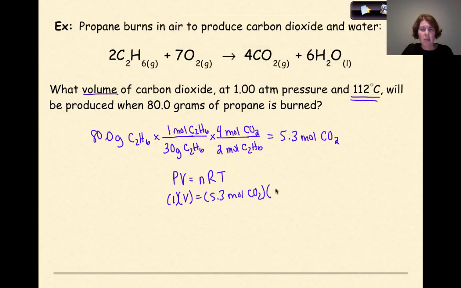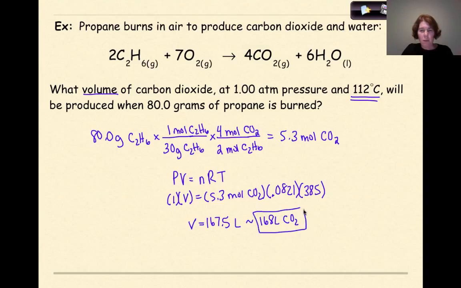The gas constant that I'm using here, I've got atmospheres, I've got Kelvin, I've got moles, so this is going to be 0.0821. And then finally I'm going to take 112 degrees Celsius and I'm going to convert that into Kelvin. So that's 385 Kelvin. And when I solve for volume here, it is going to be, in my calculator, it would come out as 167.5 liters, right? So if I round that to 3 significant figures, it's 168 liters of carbon dioxide.